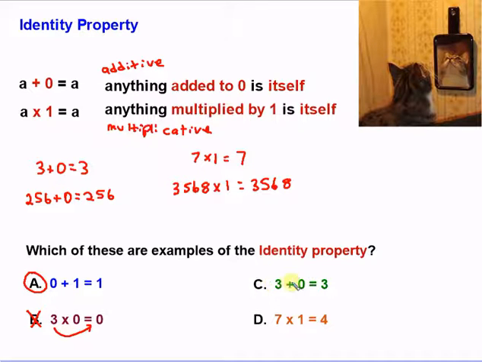The letter C, 3 plus 0 is equal to 3. Well, any number added to 0 is itself. So this is an example of the identity property because you get your 3 back.